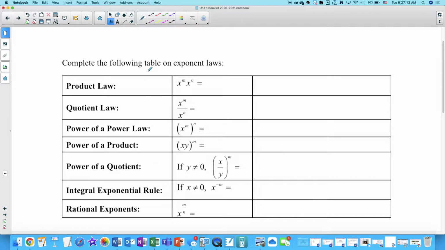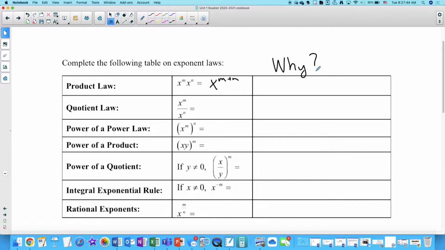So the first one is the product law. And this one basically states that when you have two powers that have the same base and you multiply them together, you can add their exponents. So this can be written, because the base is both x, as x to the m plus n. Okay? Now, why does this work?